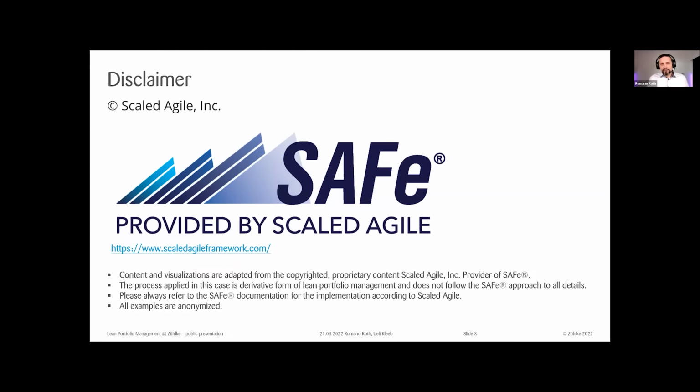One thing that is always important: the Scaled Agile Framework is just a framework. Use it as a toolbox. Take out of this toolbox what fits your needs and what solves your problems. You will see how we did that and how we took the parts which fit our context very well and used them. What is also important is please, for the correct use of lean portfolio management, always refer back to the SAFe documentation about lean portfolio management, because that is the real source.